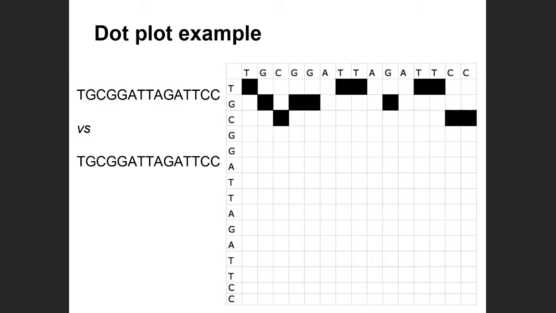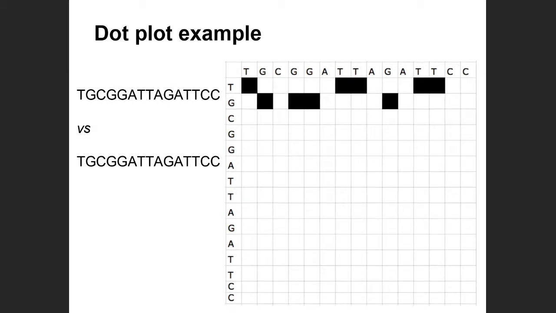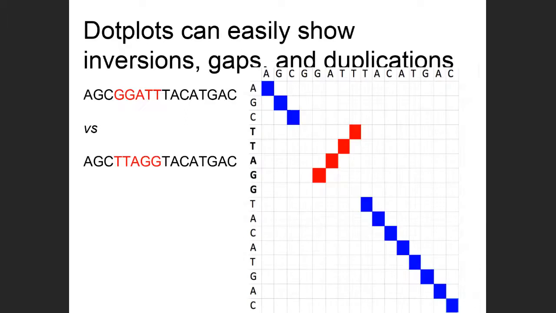Let's see, the inversion is GA, maybe, let's see, maybe that escaped me. No, the inversion is GGATT. So that C stayed there, then, okay, all right.